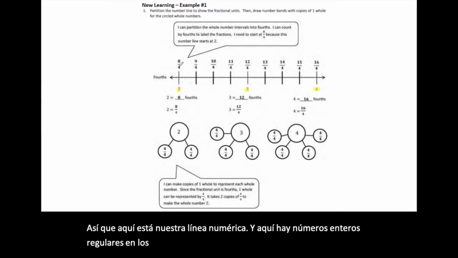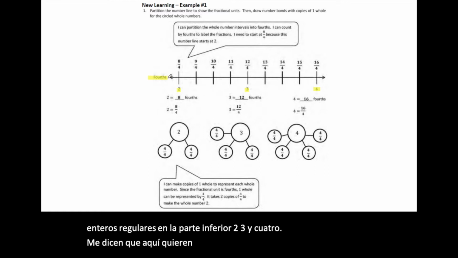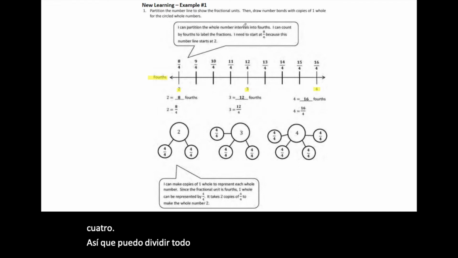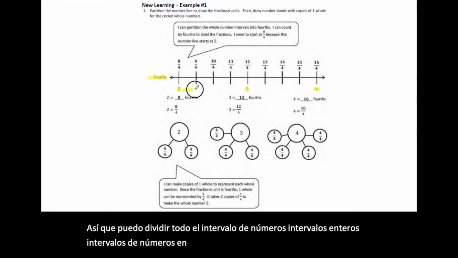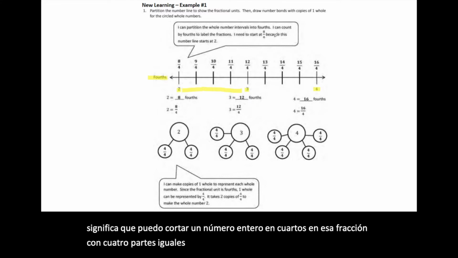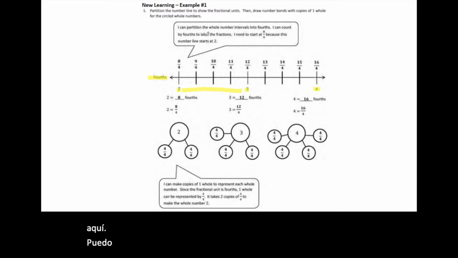They tell me over here they want this divided or partitioned into fourths. So I can partition the whole number intervals into fourths. That means I can cut a whole number into fourths, into that fraction with 4 equal pieces, which is exactly what they did here. I can count by fourths to label the fraction.